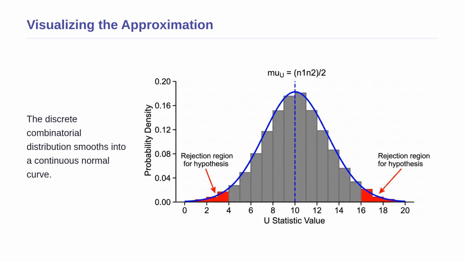This diagram visually demonstrates why the large sample approximation works so well. The gray bars represent the exact, tedious combinatorial calculations for the U statistic. The smooth blue curve represents the normal distribution formula we just learned. As you can see, the smooth curve perfectly traces the tops of the bars, meaning the easy formula gives us almost the exact same answer as the difficult counting method. The red shaded areas in the tails represent the rejection regions, where the results are statistically significant.